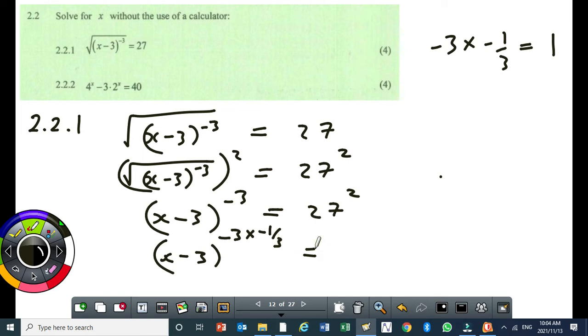Now, this is going to become, okay, for now, allow me to convert this 27 to 3 cubed. Okay, 3 cubed squared gives you 3 to the power of 6. So this will be 3 to the power of 6. Okay, then I'll multiply it by negative a third.